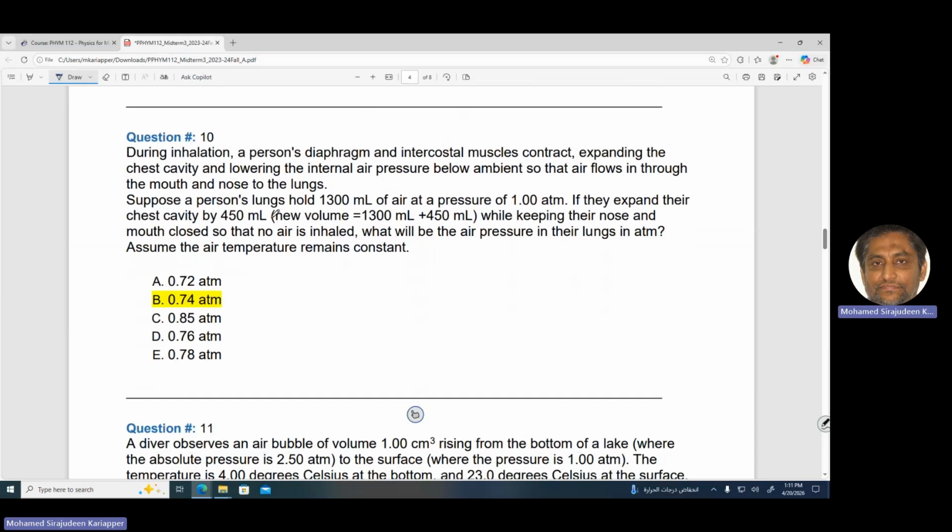The question is this. Suppose a person's lungs hold 1,300 milliliters of air at a pressure of 1 atmosphere. If they expand their chest cavity by 450 milliliters, that means the new volume is not 1,300 milliliters, it has expanded by an amount of 450 milliliters. So the new volume will be the addition of the two, while keeping their nose and mouth closed so that no air is inhaled. What will be the air pressure in the lungs in atmospheres? Assume the air temperature remains constant.